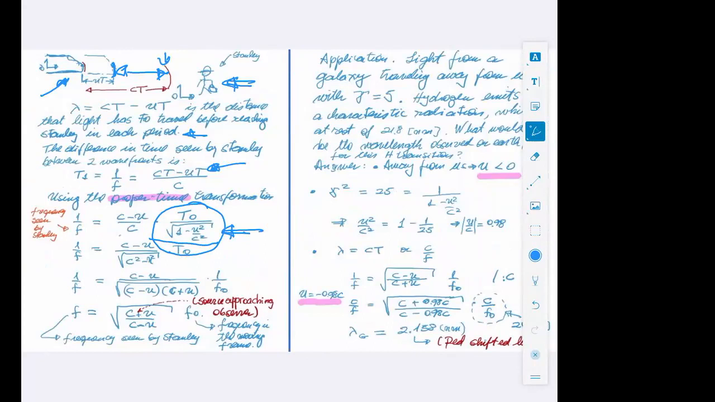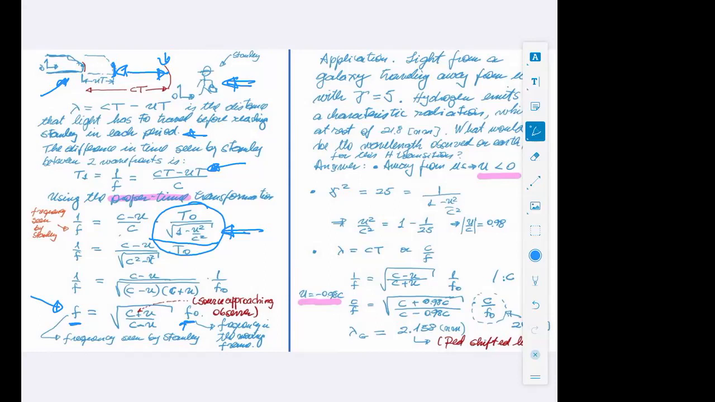Perfect. I do the algebra here, cancel this with that, and obtain this expression. This is the frequency as seen by Stanley. This is the frequency in the moving frame, f naught. The plus sign here means that the source is approaching the observer. So this is the relationship between the frequency as seen by Stanley and the frequency in the rest frame of the source. This way of seeing the Doppler effect includes both things: the time dilation, and the fact that the source is moving.